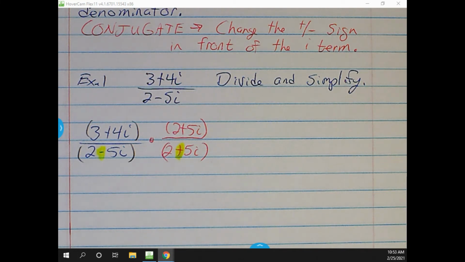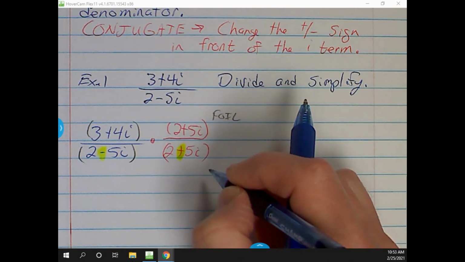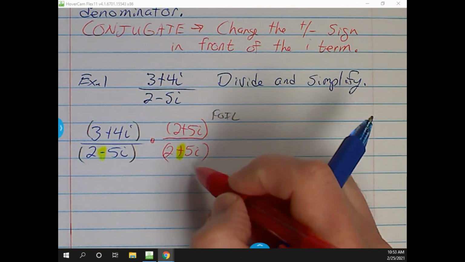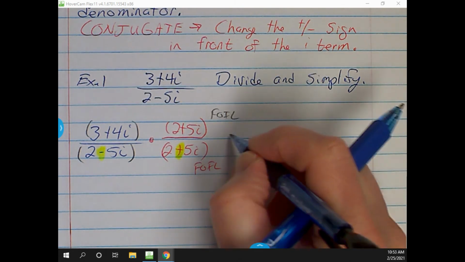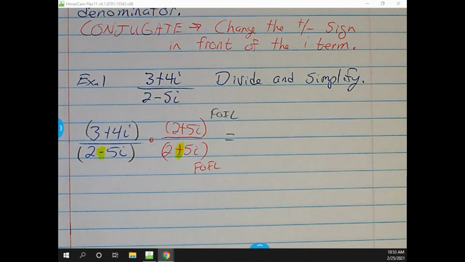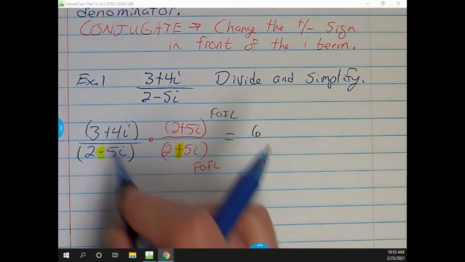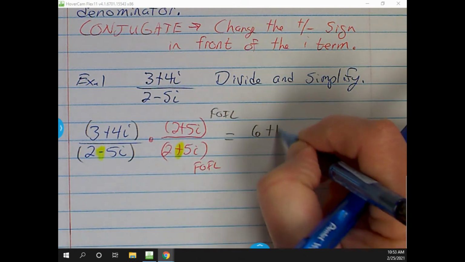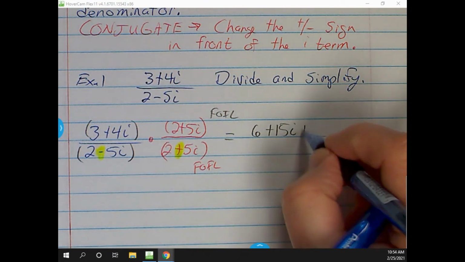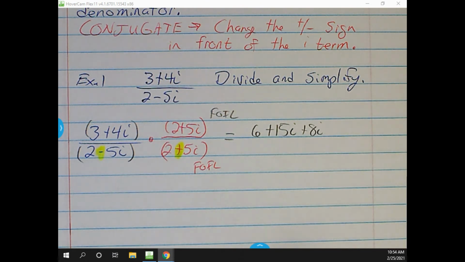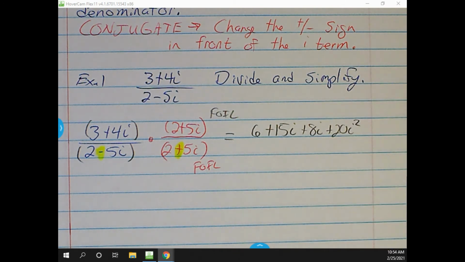Okay, and then once we do that, we're going to do the full method on the top. And then we're going to do the full method on the bottom. And we'll do them in 2 different colors just to make it a little bit easier as we're going through this thing. All right, so on the top, doing the full method, we've got 3 times 2 for 6. 3 times 5i for 15i. 4i times 2 for 8i. And then 4i times 5 would be 20i squared.